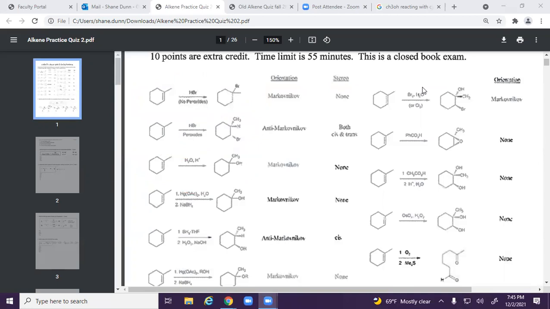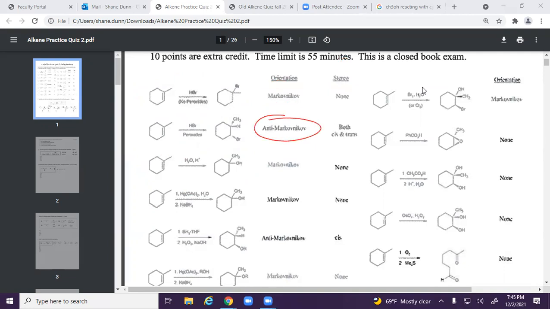He's going to give you a lot of weird ones, right? But if you're ever lost, just come back here and find one very similar. He also tells you if it's Markovnikov or anti-Markovnikov, and what type of stereochemistry is going to be imposed, right? That's nice.